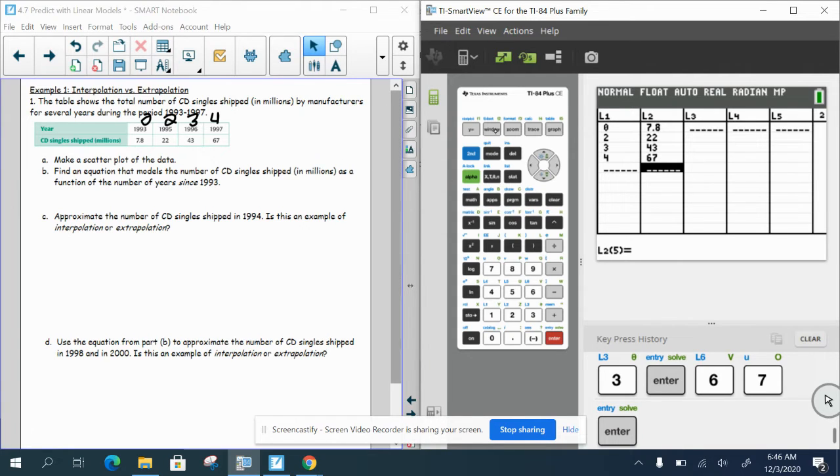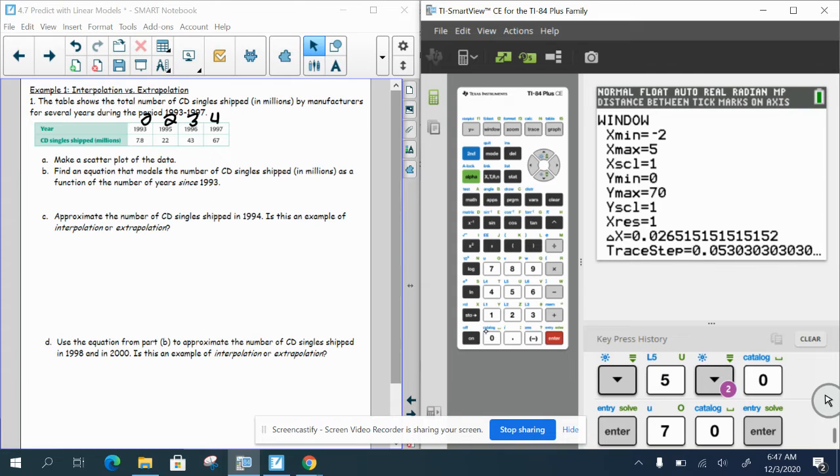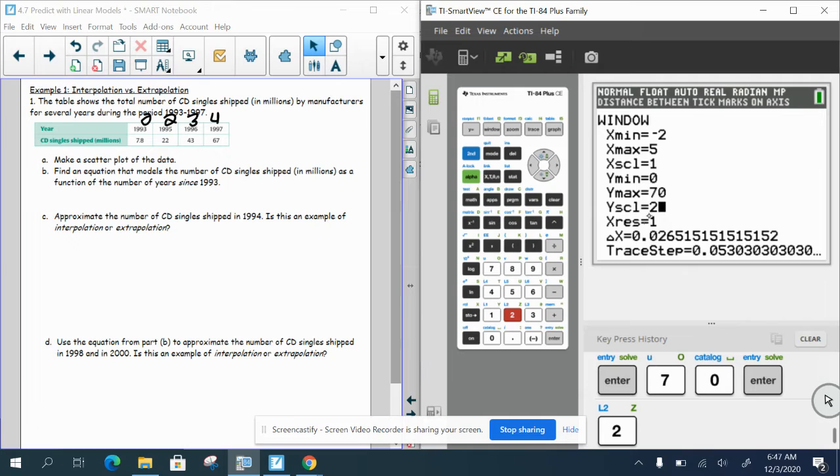So we would go to our window to set our window. Since we're going from 0 to 4, we might go -2, a little bit before, a little bit after. So how about -2 to 5? And then our y's go from 7.8 to 67. So I might just go 0 to 70. 0 for y min, 70 for y max. You guys are getting pretty good at understanding what these min and max terms are. And then maybe in increments of 2. That way there's not 70 tick marks on the y-axis.